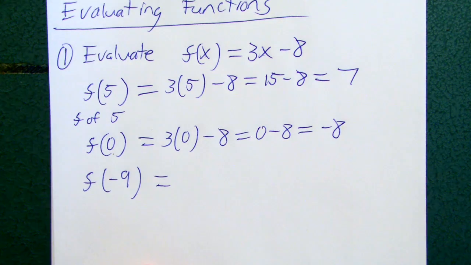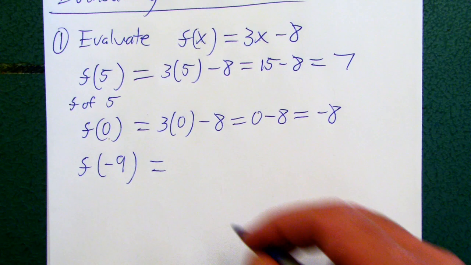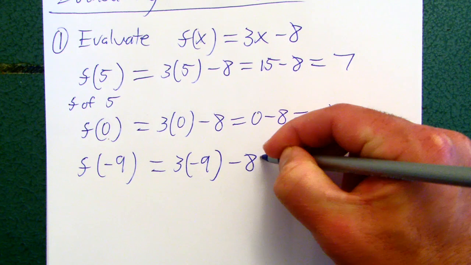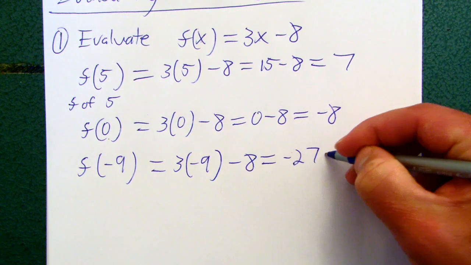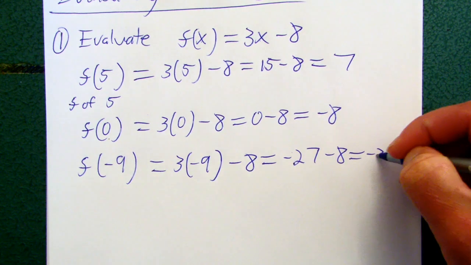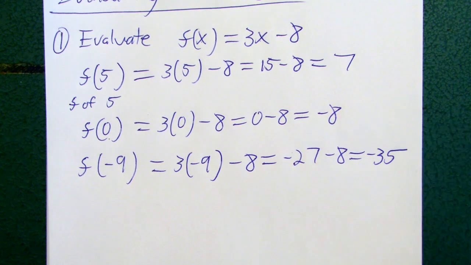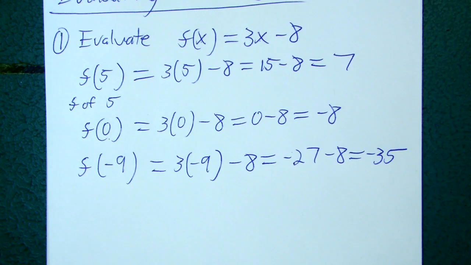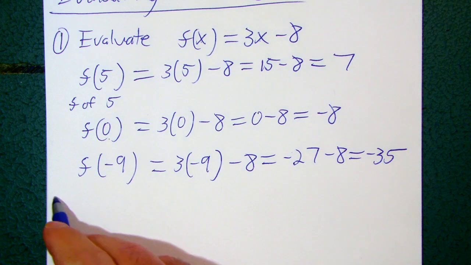All right, and you're always going to get some negatives here. So that'd be negative 27 minus 8 is negative 35. Okay, so that's evaluating functions there. Again, you're just substituting it for x. See what you get. Make sure you follow your order of operations here. PEMDAS, there wasn't too much of that on this first one.